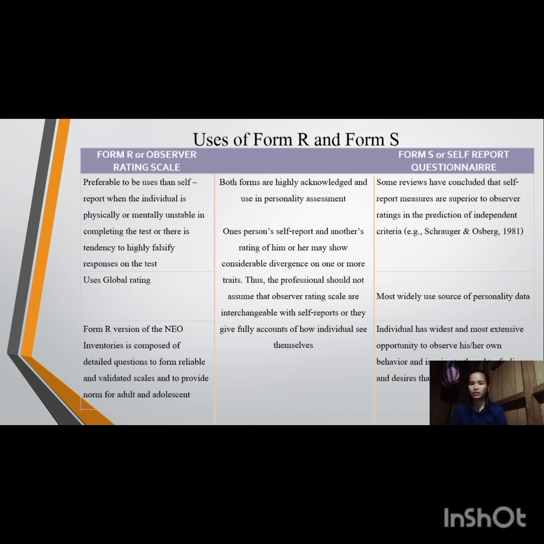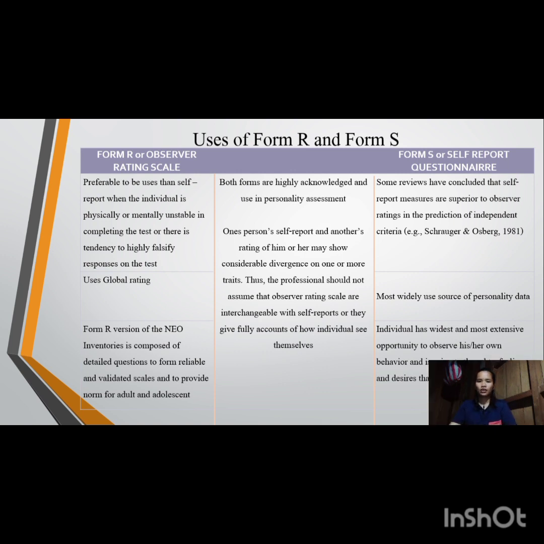So if the examiners see that the client is incapable of answering the test alone, Form R will be used. There will be an observer who will observe the client using global rating. Additionally, the Form R version of the NEO inventories is composed of detailed questions to form reliable and validated scales and to provide norms for adults and adolescents.